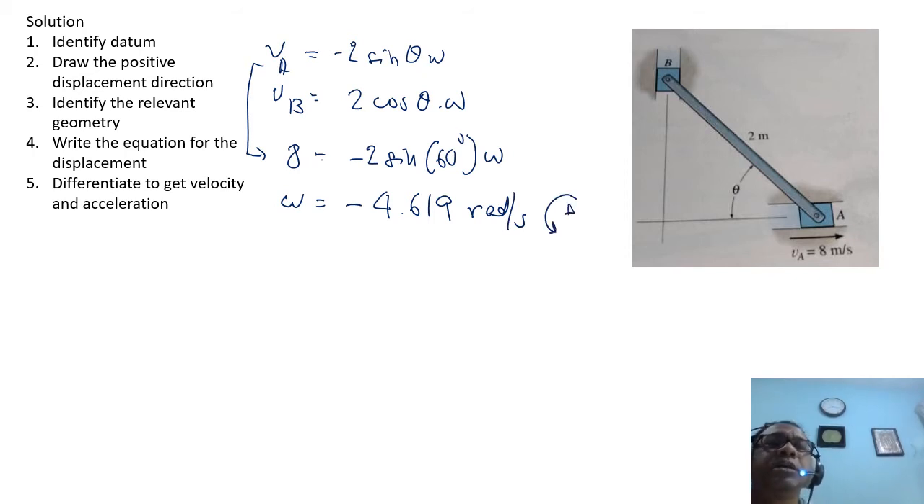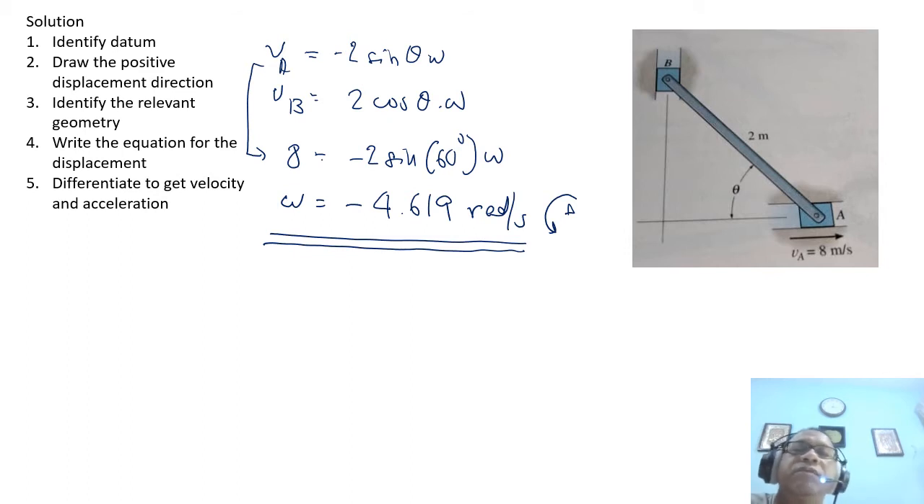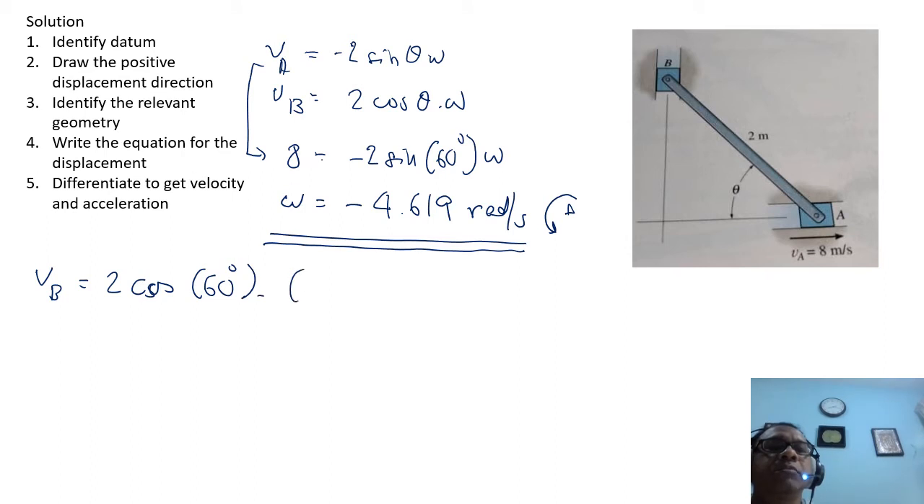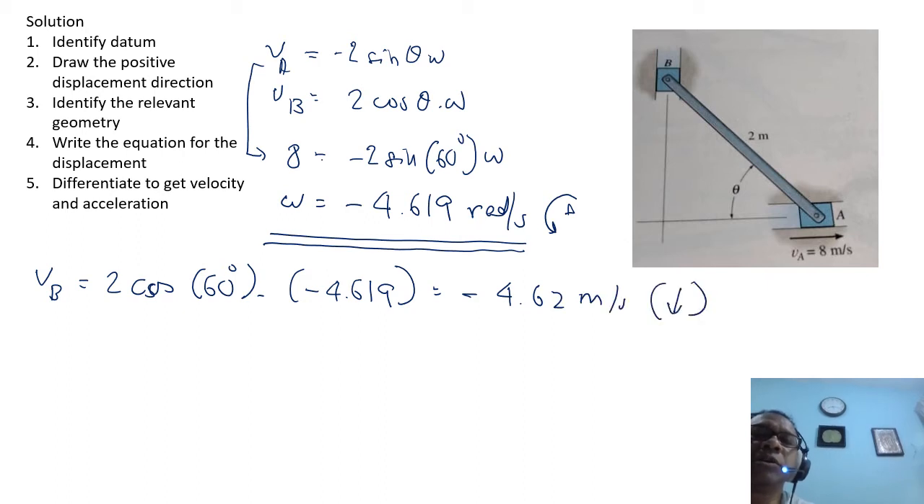This is the first answer the question asks for, the angular velocity of the bar. From there, we want to find VB. VB equals 2 cos 60 degrees times omega, which is minus 4.619. We get VB equals approximately minus 4.62 meters per second, going downwards.